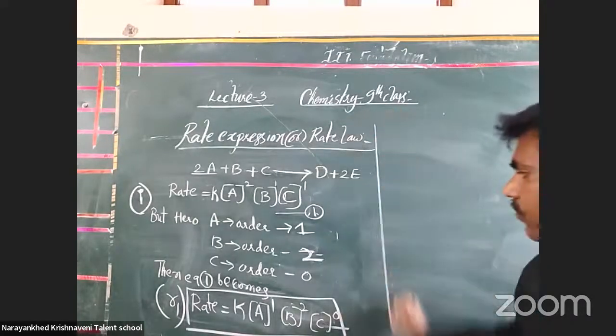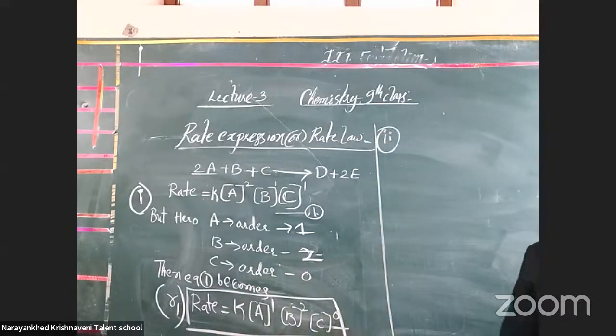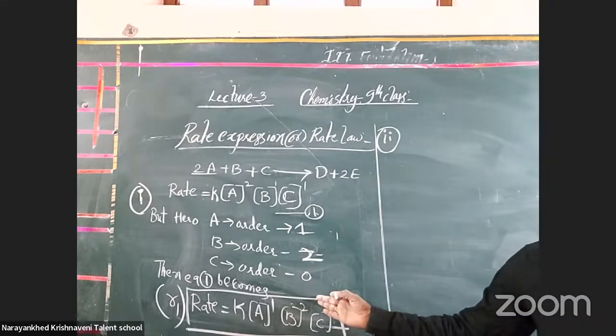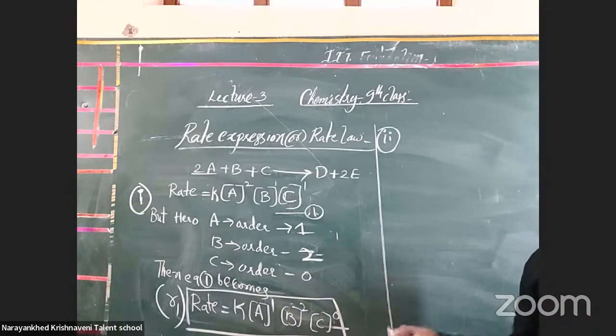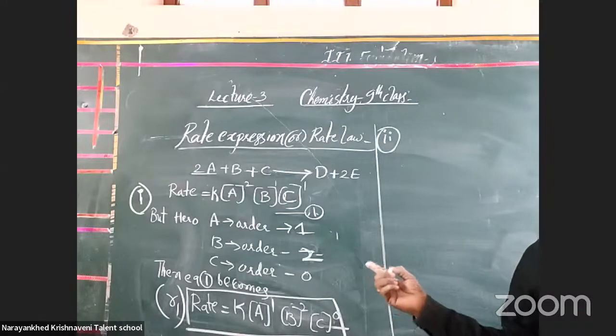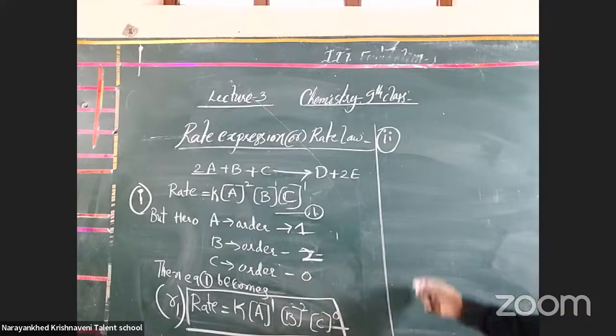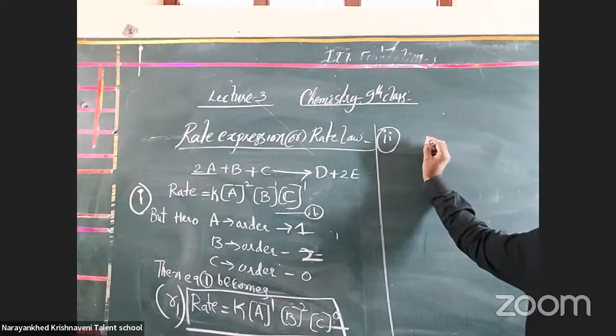What is the second one? What did they give here in the second one? If the concentrations of A, B, and C are doubled, there is no change in the orders. Clear or not? In the first one we changed the orders. In the second one, we have to change the concentrations. How do we change the concentration? Look at that, we have to double it.